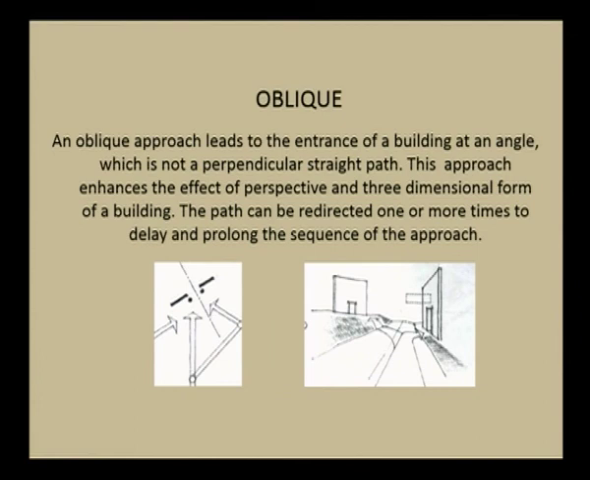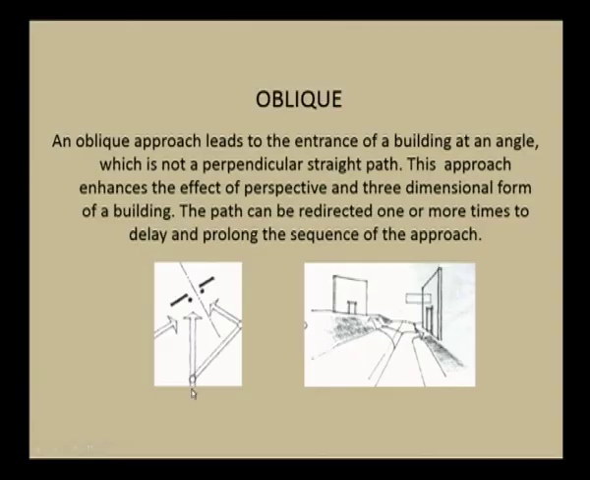The other type of approach, which is more interesting, is the oblique approach, which leads to the entrance of a building at an angle which is not straight and perpendicular to the entrance. This approach enhances the effect of perspective and three-dimensional form of a building. The path can be redirected one or more times to delay and prolong the sequence of approach. So that's what this picture is showing here. When you approach a building, you can come, pause and turn again, so that the movement will be very interesting before approaching the main building.